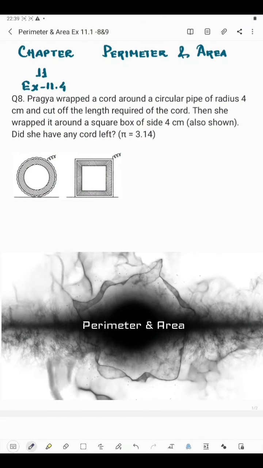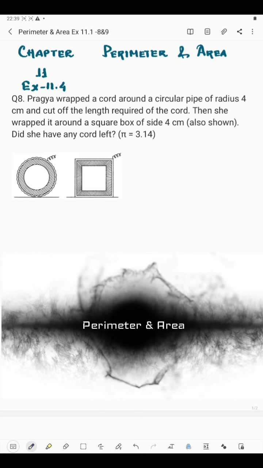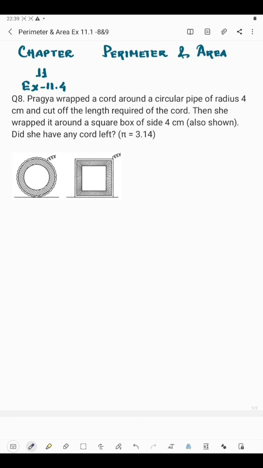Hello students, today I am going to start question number 8 of exercise 11.4. Question number 8 says Pragya wrapped a cord around a circular pipe of radius 4 cm. Suppose this is the circular pipe. This is the mouth of the circular pipe, and Pragya wrapped a cord around it. The pipe has a radius of 4 cm, and then from here she cut off the length required of the cord.